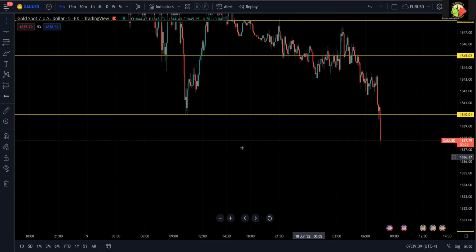It's well worth it because the 1830 is calling. 1830 is calling, man. Enter a sell as we broke the low of the candle that closed below the key level. That's good. Easy money. Easy money there.